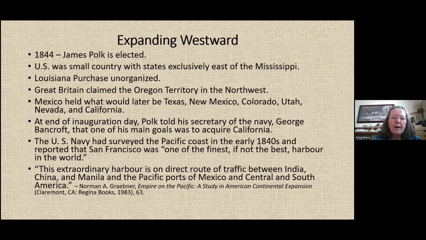The US Navy had surveyed the Pacific coast in the early 1840s and reported that San Francisco was one of the finest, if not the best, harbor in the world, which of course is important if you want to go even further west. He said this extraordinary harbor is on direct route of traffic between India, China, and Manila, and the Pacific ports of Mexico and Central and South America.